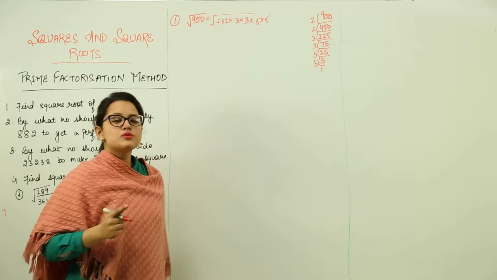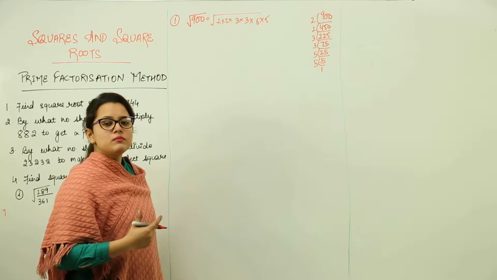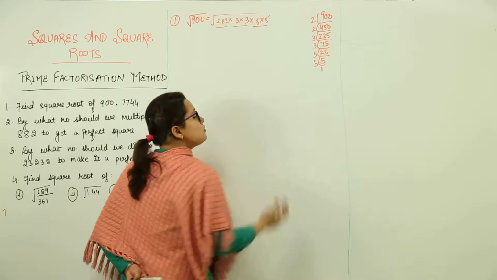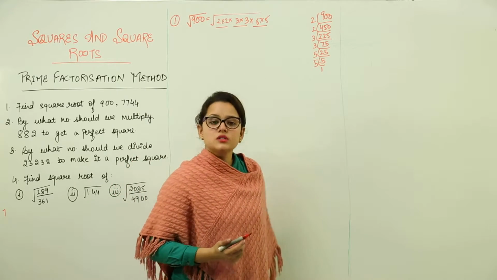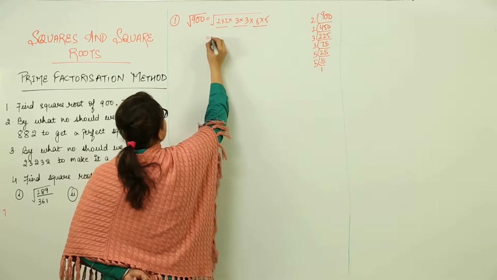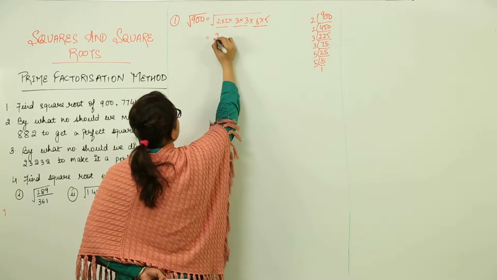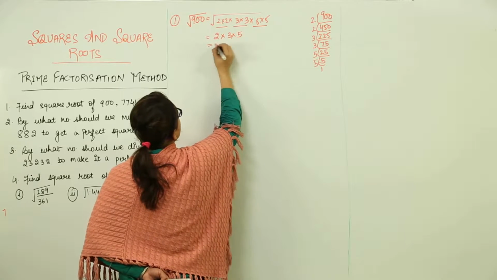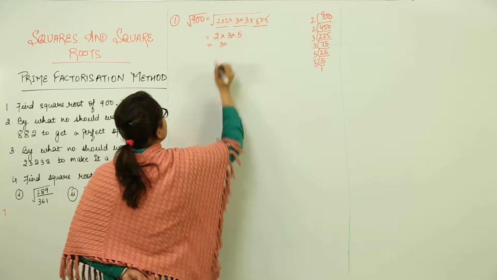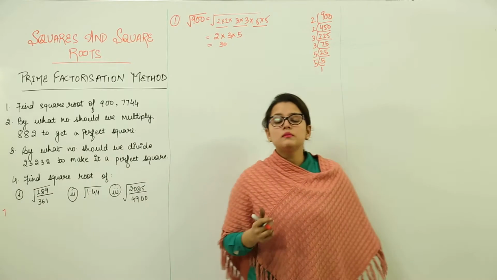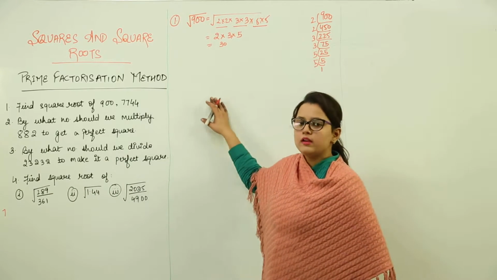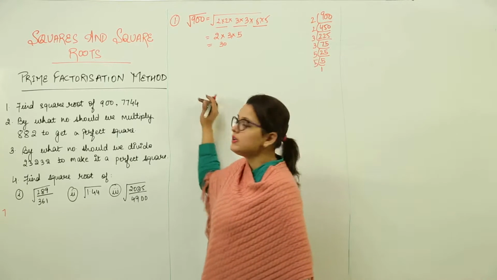Now the first step was to write the factors of the term, right? Now the next step would be to group them into 2. Why grouping them into 2? Because we are finding out the square roots. Now when we take out the grouped terms, we get single terms 2 into 3 into 5. That leaves us with 30. You can also check your answers by multiplying 30 two times. 30 into 30 would give you back 900. That means our answer is perfectly correct.